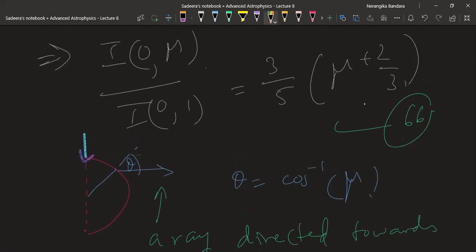0. All right, so if you substitute 0 here, it's going to be 3 by 5 times 2 by 3, 3 cancels out, it's going to be 2 by 5. 2 by 5 would be what? 40%, or 0.4. Okay, so I guess that's quite intuitive. All right, so that's the meaning of that. And that's the end of the topic of gray atmosphere.